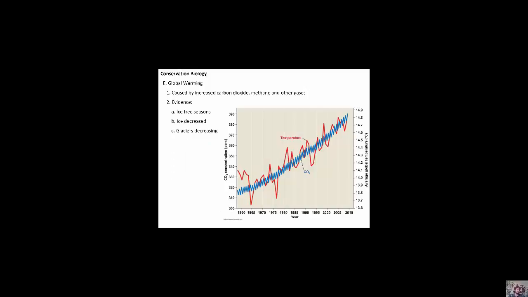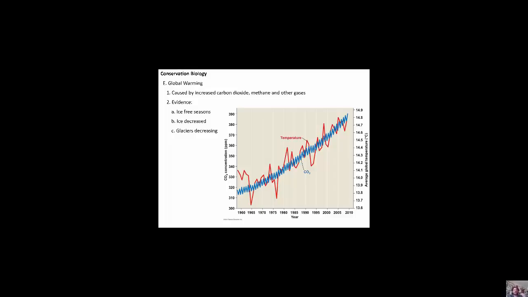Then we get on to global warming. So global warming is caused by an increase in what we call greenhouse gases: carbon dioxide, methane, various other gases. So basically, greenhouse gases limit the ability of heat to leave the system.